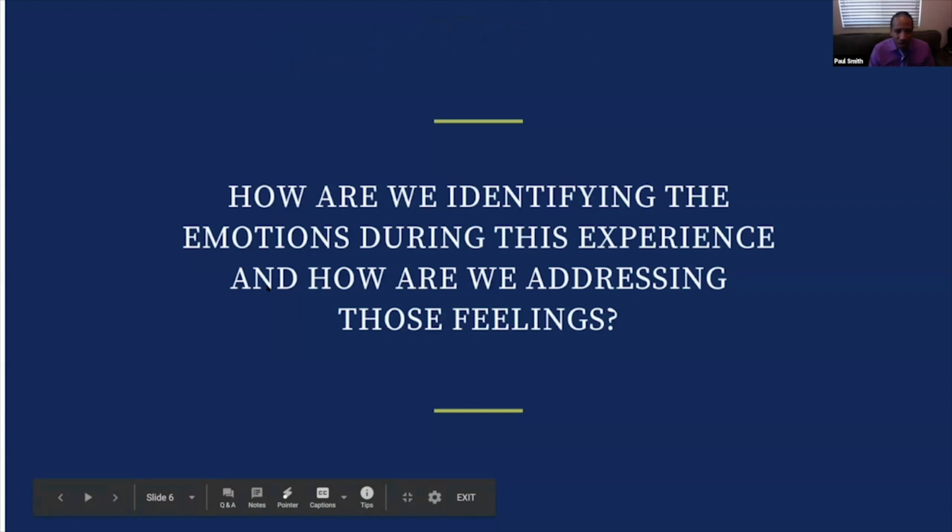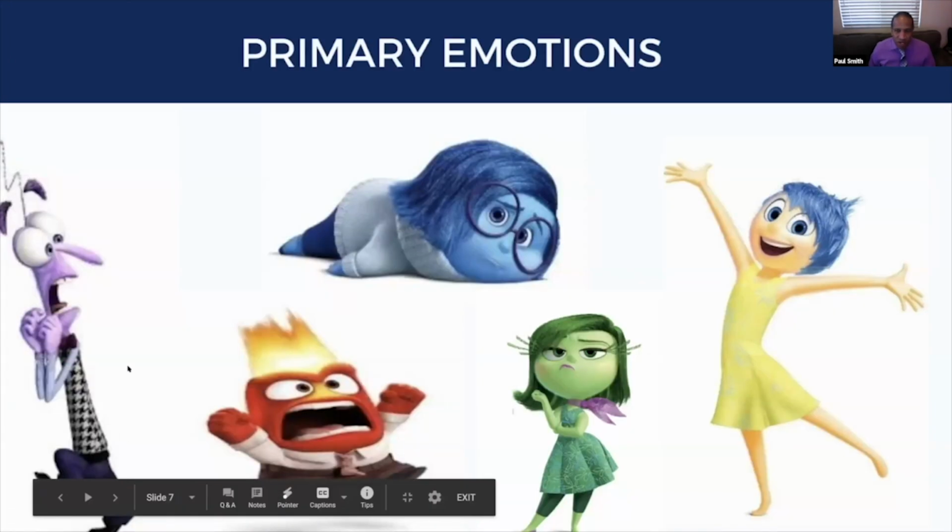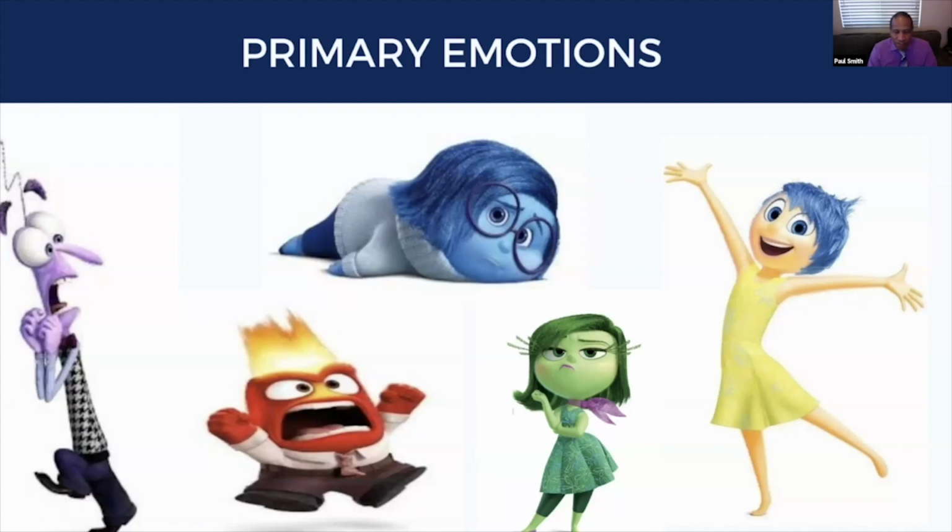To this next question: how are we identifying the emotions during this experience, and how are we addressing those feelings? Well, in order to support someone, you have to meet them basically where they are. And with that, we need to identify what their level of emotional intelligence is. For me, a super simple one is relating to the movie Inside Out. A very, very impactful tool to use when identifying with the kids.